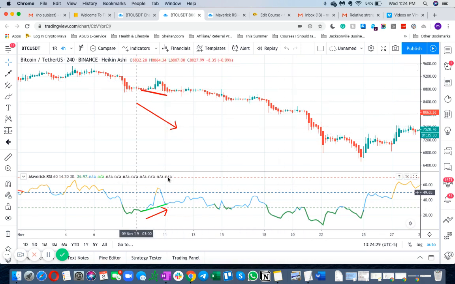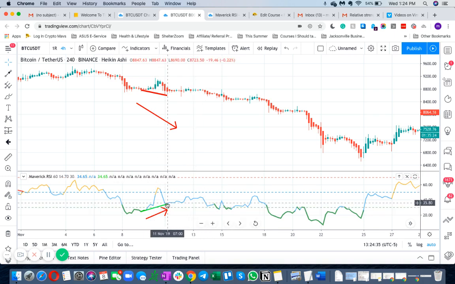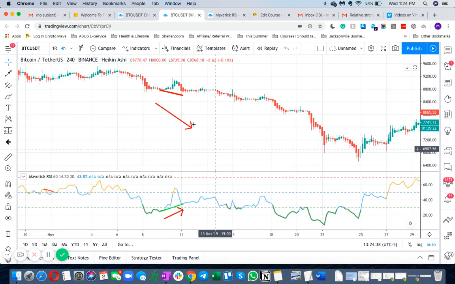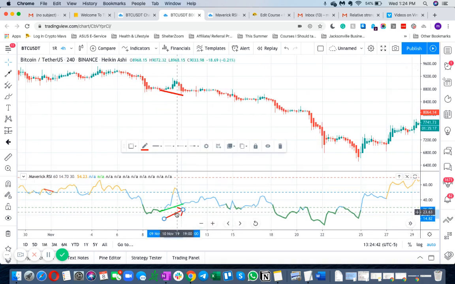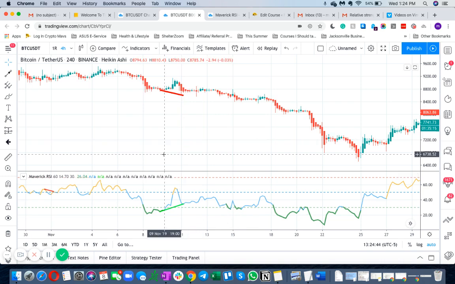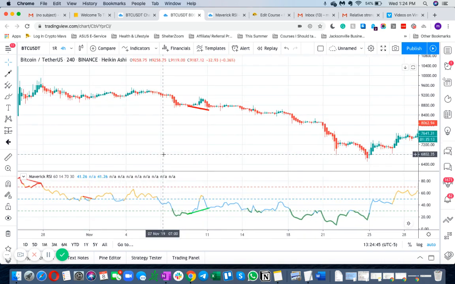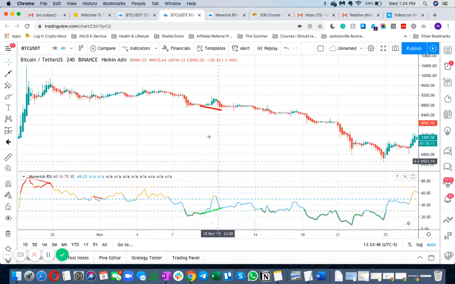So that's why you don't want to use divergence as being bullish or bearish and just trade based off that. So we want to look for other factors, not just trade based off bullish or bearish divergence. But we'll get into other videos specifically talking about trading strategies using divergence. But it's just a really nice feature to have.